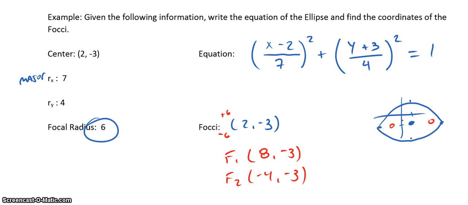Alright. Now, I estimated this 6 for my focal radius just to kind of get us thinking about it and doing it the right way.